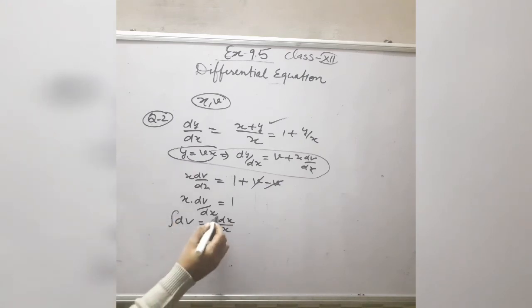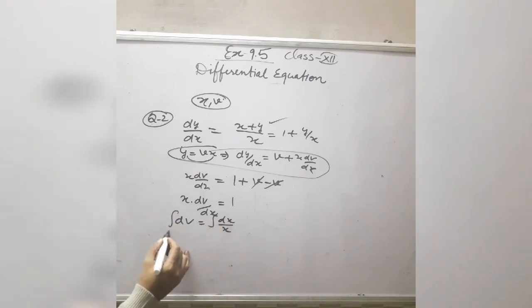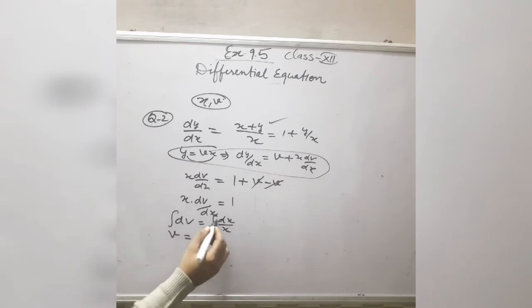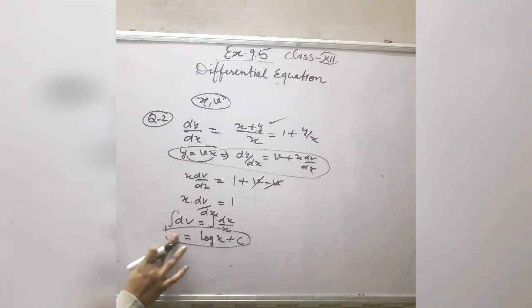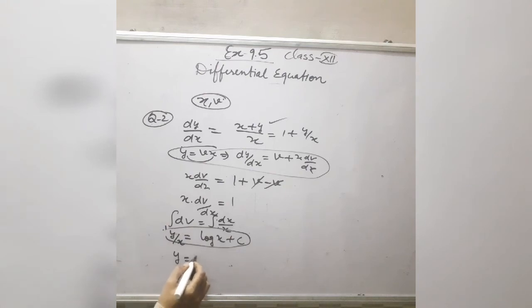Now taking integration on both sides. Integration of 1 with respect to v is v. Integration of 1 by x is log x plus the integration constant c. So this is the general solution. Now in the general solution, in place of v put the value of v, v is y by x. So what is the value of y? y is equal to x into log x plus cx. So this is the required solution of the given homogeneous differential equation.